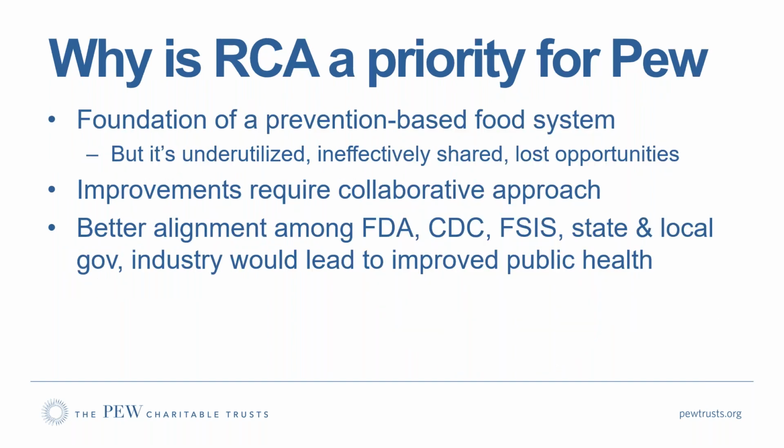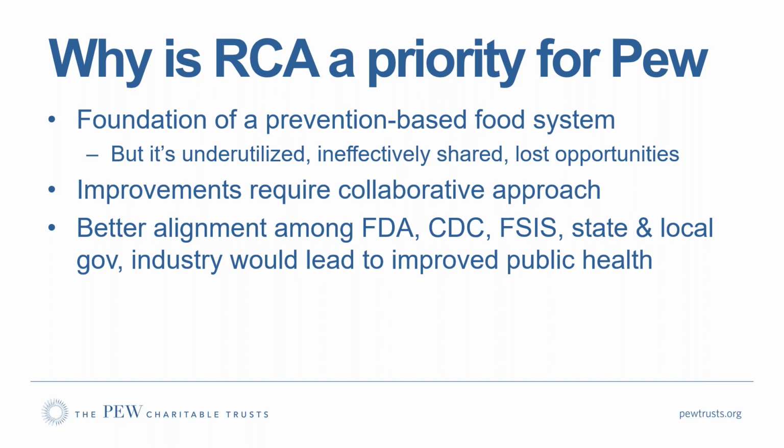So this is a priority for Pew because root cause analysis is foundational to a prevention-based food system. And that's something that can potentially lessen this burden through prevention instead of just reacting to outbreaks. But in its current state, root cause analysis is underutilized, it's not always done. Its definitions and methods and findings aren't shared effectively across the food industry or with other food safety stakeholders for that matter. So there are lost opportunities to improve food safety.